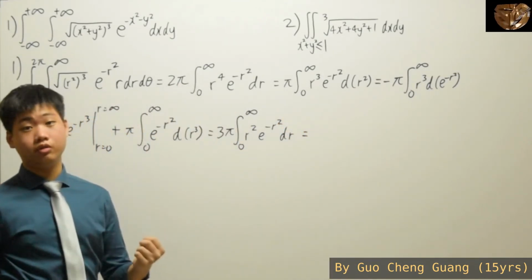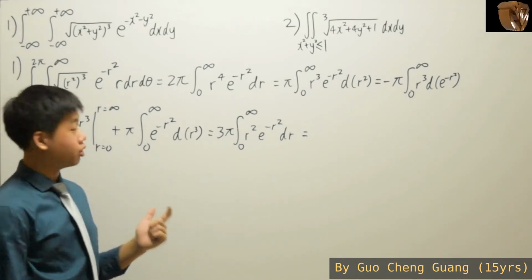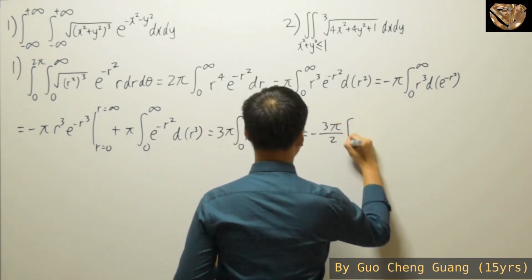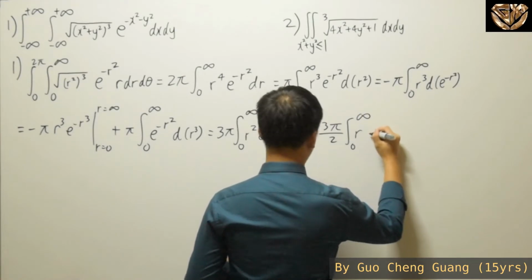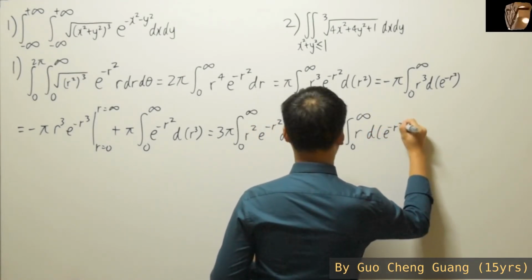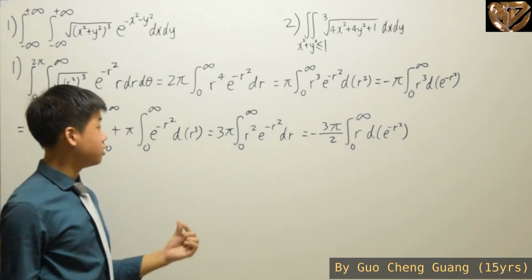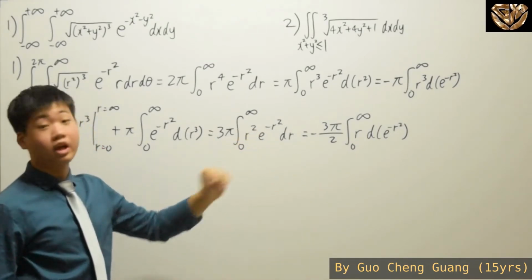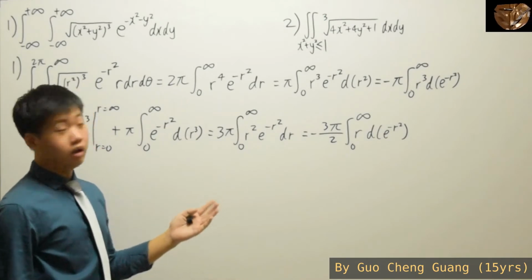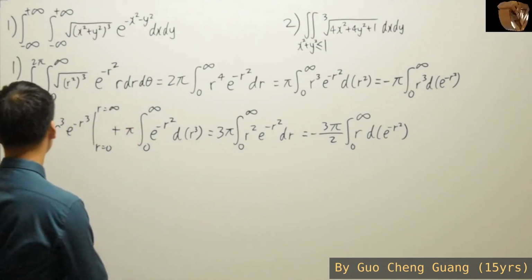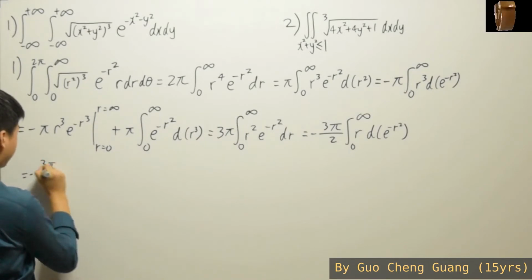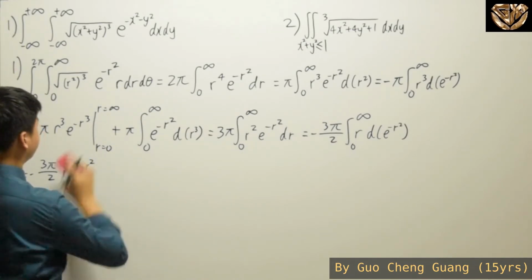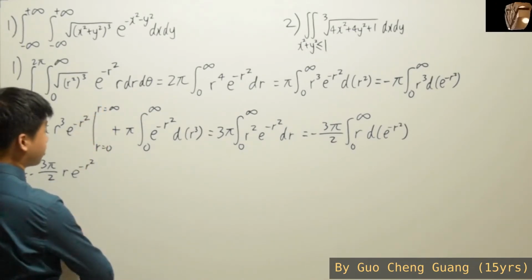So we still can't solve it. How about we repeat the entire process again, where you will see negative 3 pi over 2 integrate from 0 to infinity r d e to the power negative r squared. So this should be the term that you see, since when you put one r in, you have a half, they have a negative, and so that is what you will see. Next, of course, integrate by parts again. So you have negative 3 pi over 2 r e to the power negative r squared. And whoops, this is not an r cubed, this is a negative r squared, sorry about that.